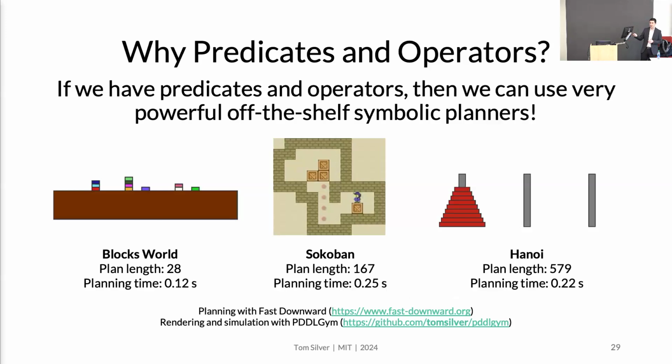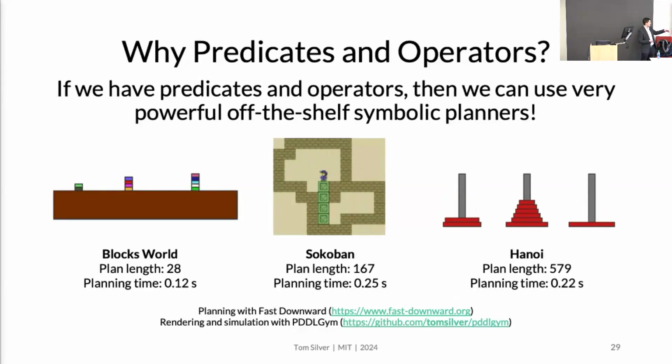So for example, here are some standard domains that are well suited for these kinds of planners. We have a blocks problem, a Sokoban problem, a tower of Hanoi problem. And you can see, for example, this is a tower of Hanoi problem with a length of 579, and just running this on my laptop, it's found a plan of that length in a fraction of a second. So these are very powerful solvers that we can take advantage of.